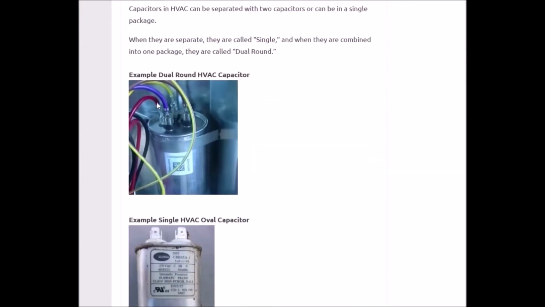And so here's an example of a very common start run capacitor. It's a dual round. It'll have three connections on it, one for the fan, the condensing fan motor, and one for the compressor, and it'll be labeled HERM. And then there's one leg for common. It'll be a shared leg, a common wire for both the fan and the HERM. That can sometimes confuse people, but I'll talk more about that in a minute.